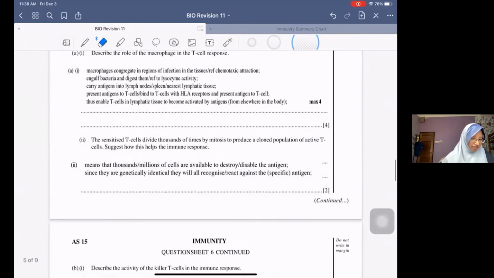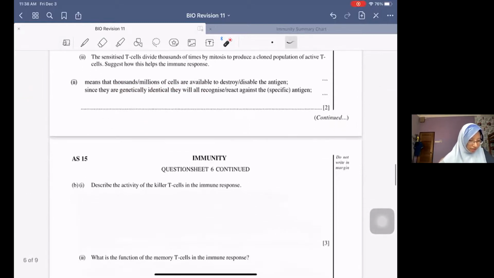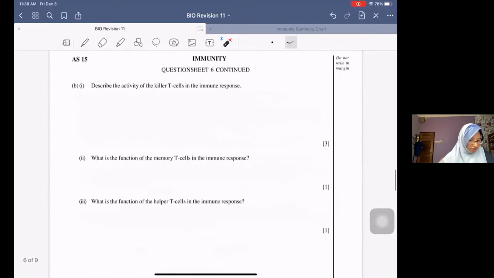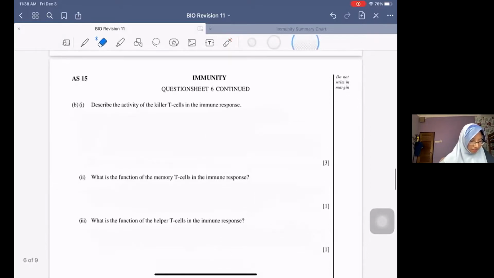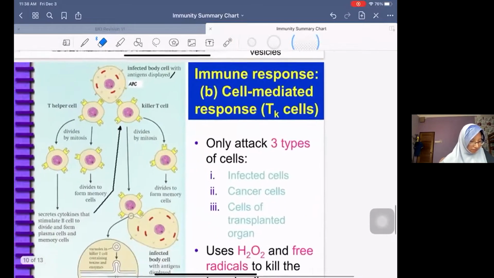So meaning there are thousands of millions of cells, many cells available to destroy the antigen, okay? And they are genetically identical. Okay, so describe the activity of killer T cells in the immune response. Killer T cells are involved in this one.